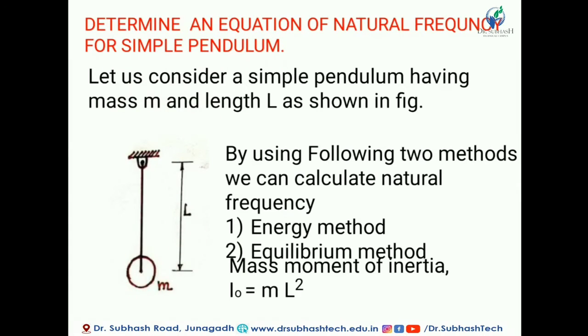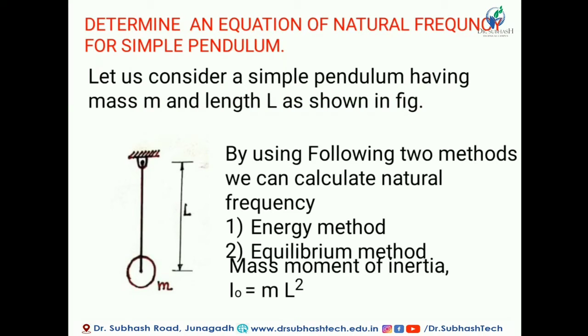So my dear friends, some mass m is attached at a string. The string is pivoted at the fixed point. Now if we displace the mass in this way, then our pendulum is oscillating this way. So here let us consider a simple pendulum having mass m and length l, as shown in the figure.